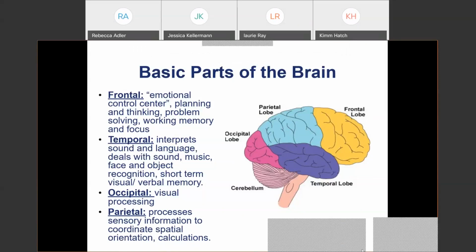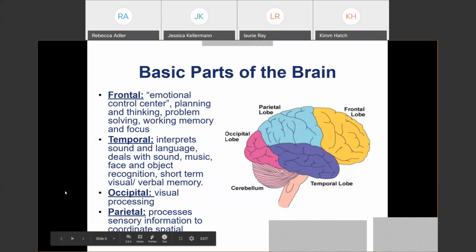You get your personality again from there, your sense of self. The temporal lobe interprets sound and language. So there's lots of sound and music, some facial recognition going on there, and some short-term visual and verbal memory. You've got your occipital, which is also dealing with visual processing, and your parietal lobe, which is processing sensory information, so orientation and calculations.